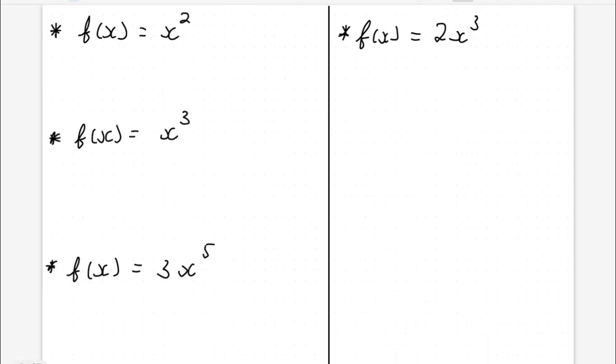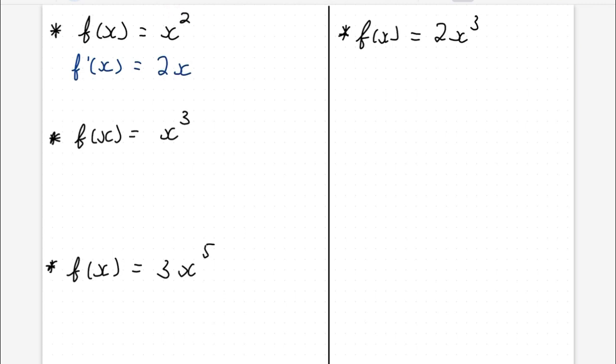If you're given that f of x is equal to x squared, then the first derivative, f prime of x, is equal to 2x. What I've done there is I've taken this exponent of 2 and multiplied it by the coefficient there, which is 1. Then I've subtracted 1 from that exponent. This is how I ended up with 2x. And this is actually what we're going to do for every example.